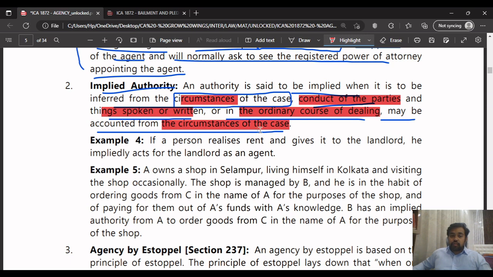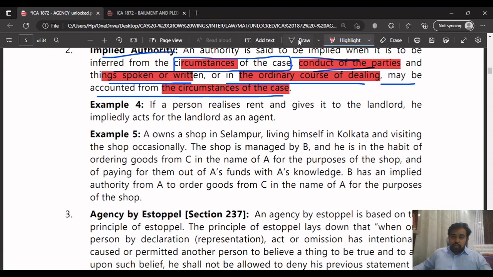So these are the keywords that should be present when an implied authority question comes for the mode of creation of agency. When some question comes, you have to mention it based on the circumstances of the case and based upon the ordinary course of dealing, conduct of the parties, things spoken or written, and may be accounted from the circumstances of the case.